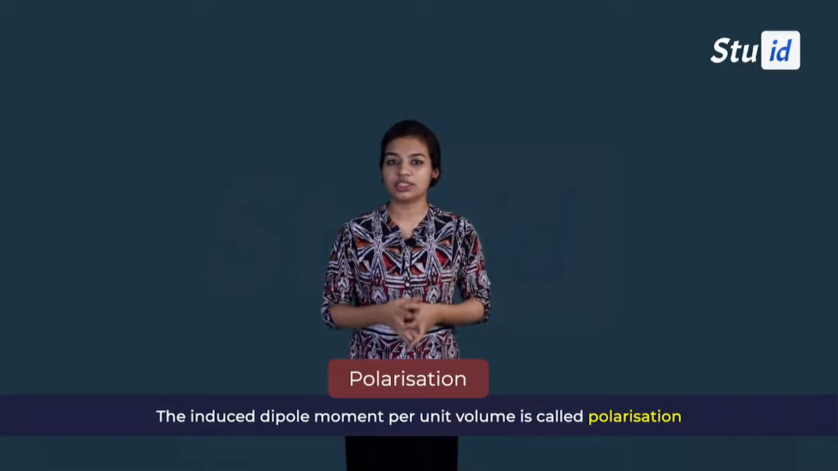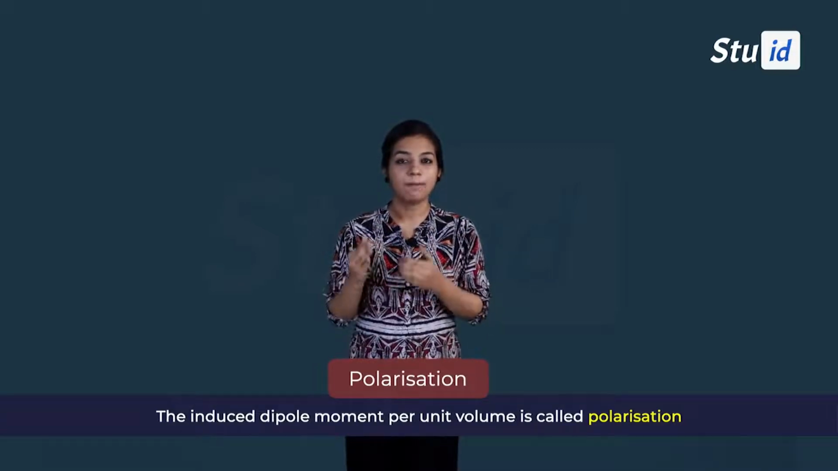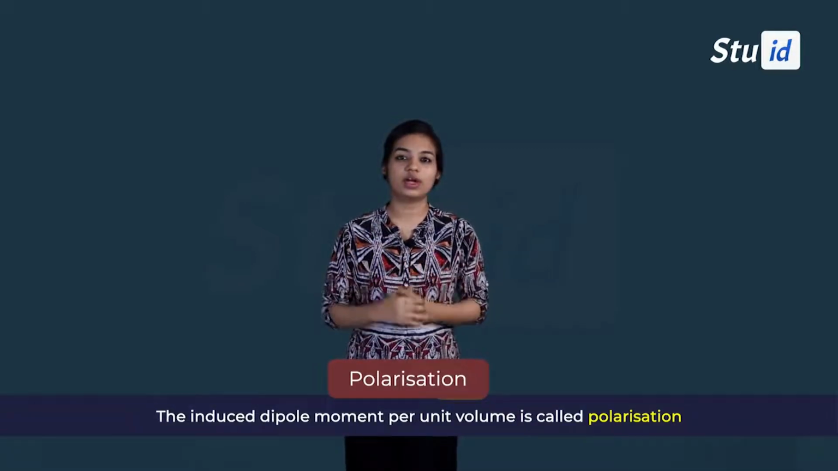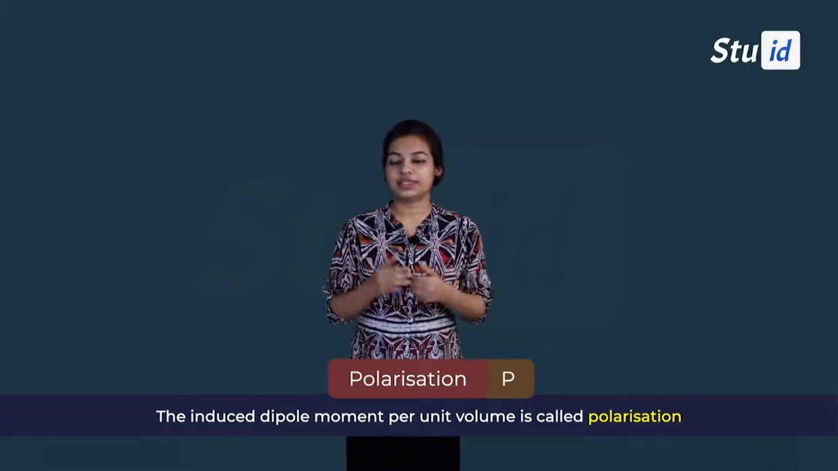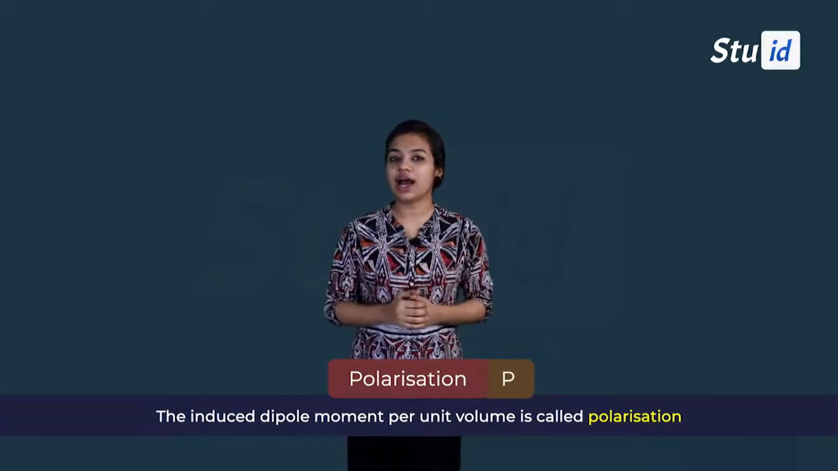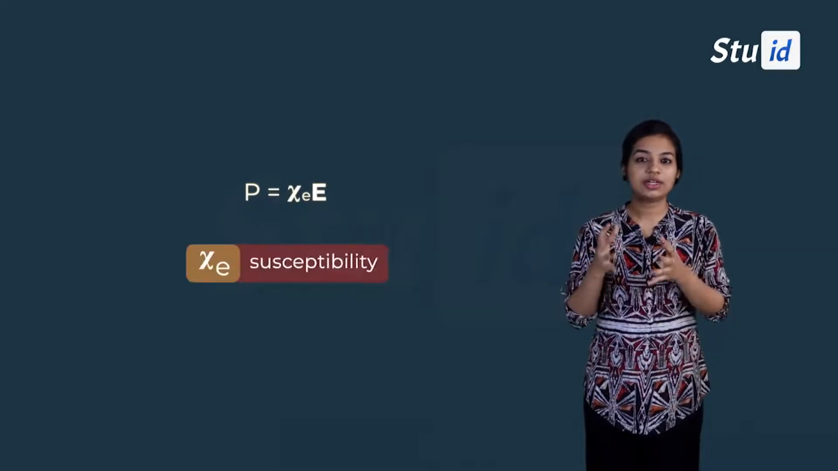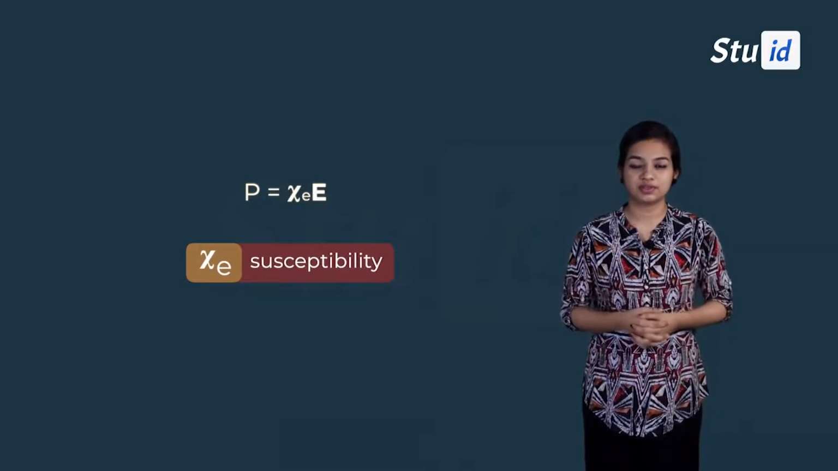Induced dipole moment per unit volume is called as polarization, and it is denoted by the letter P. For example, in case of a linear isotropic dielectric, the polarization P is given by the equation P is equal to chi E into E, where chi E represents the susceptibility.